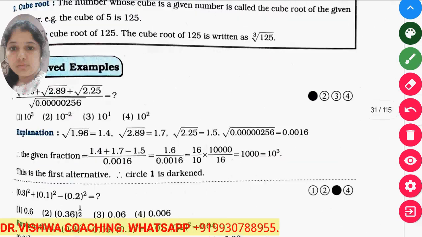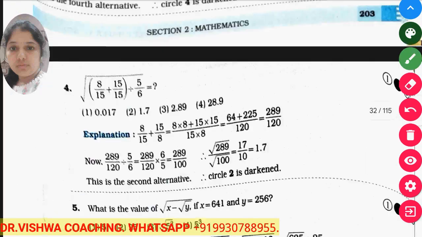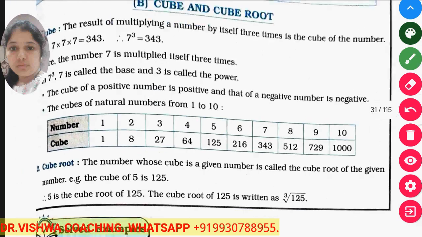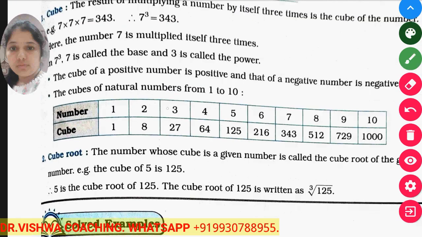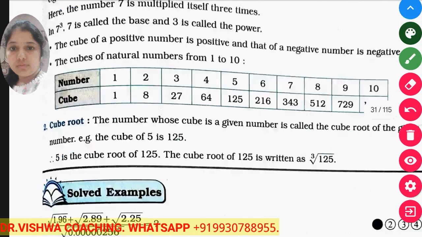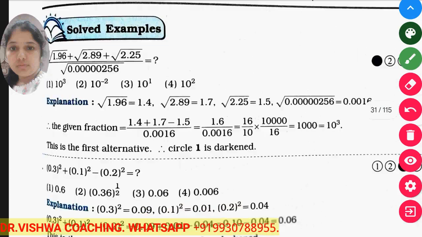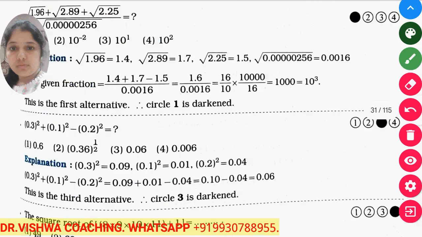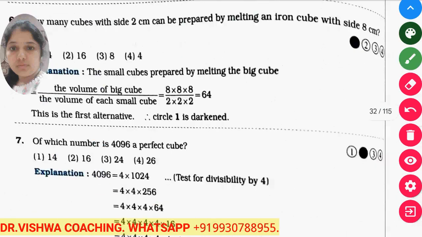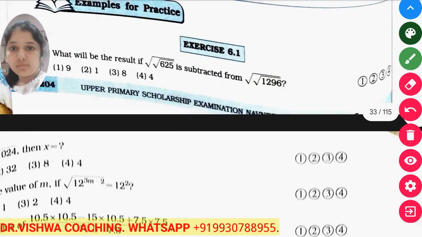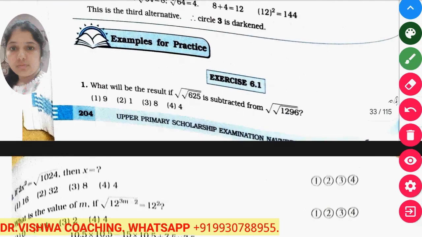Now cube also you know, and we will directly move to the practice exercise. Again the same thing is given to you. Numbers are given, cubes are given to you. 6 ka cube is 216, and 16 ka 256. Now we'll move to the practice exercise. Very easy it is, very tricky but very easy.